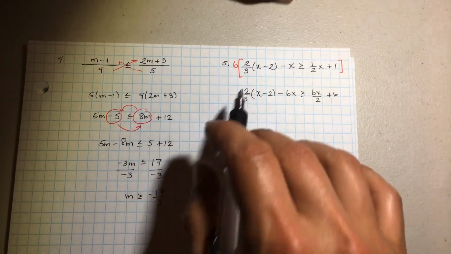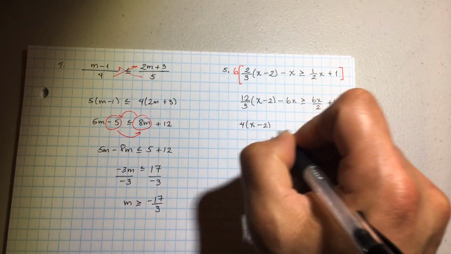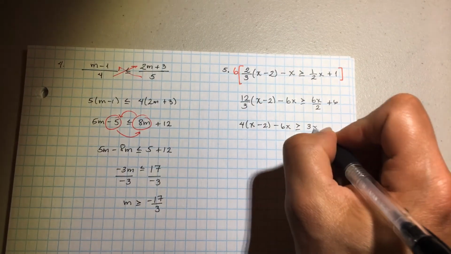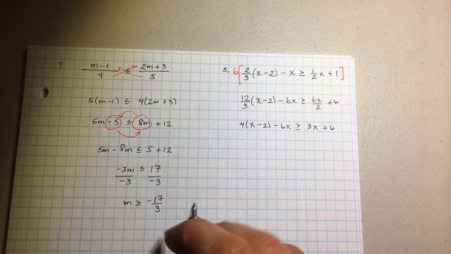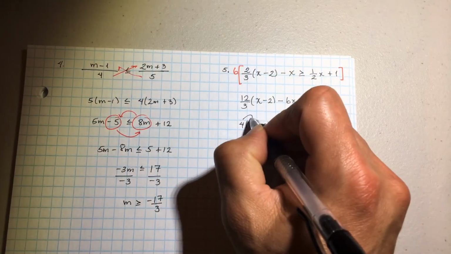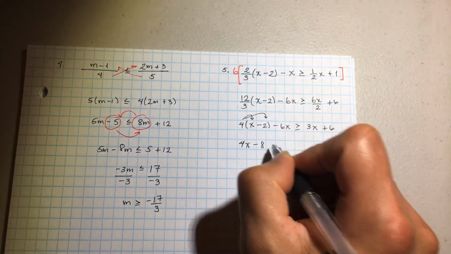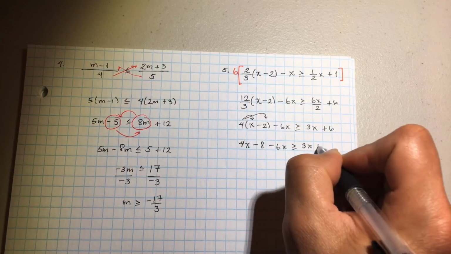Okay? 12 divided by 3 is 4. You have your parentheses. Minus 6x. 6 divided by 2 is 3x plus 6. Okay? Entonces simplificamos todo. Now we can distribute this. This is a lot easier to work with. Ahora vamos a distribuir. Me da 4x menos 8. Menos 6x mayor o igual 3x más 6.